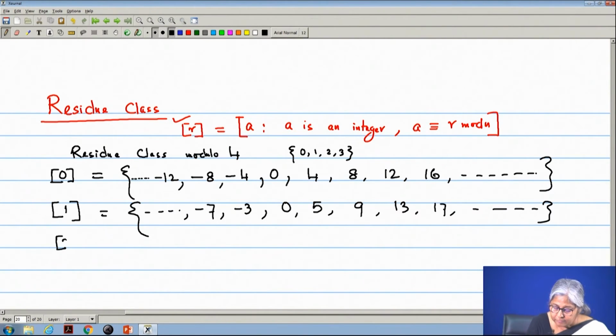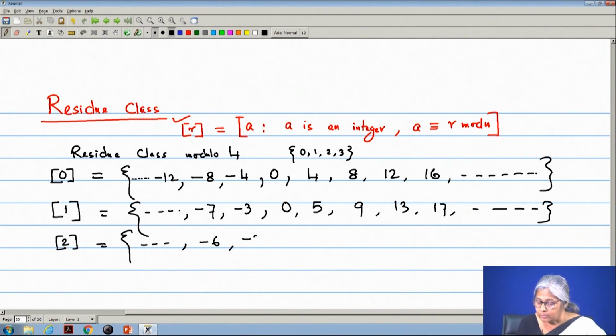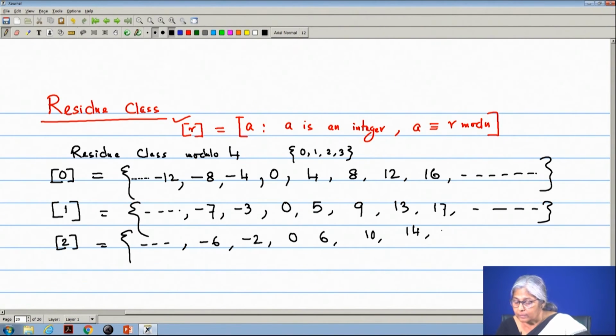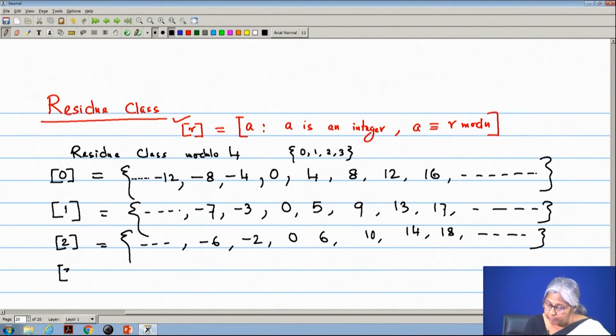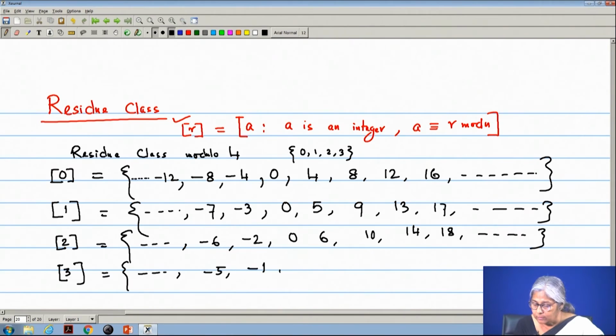For 2, it is minus 6, minus 2, 2, 6, 10, 14, 18. And for 3, in a similar way, minus 5, minus 1, 3, 7, because 7 modulo 4 is 3, then 11, 15, 19.